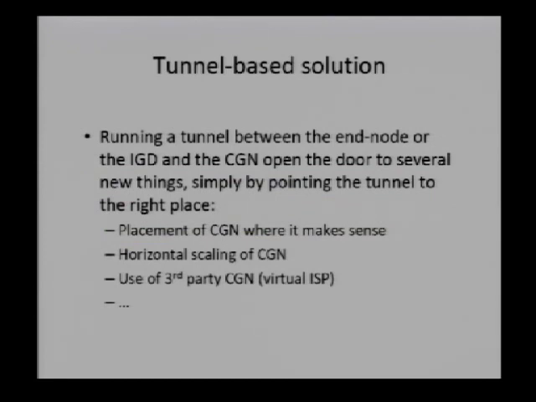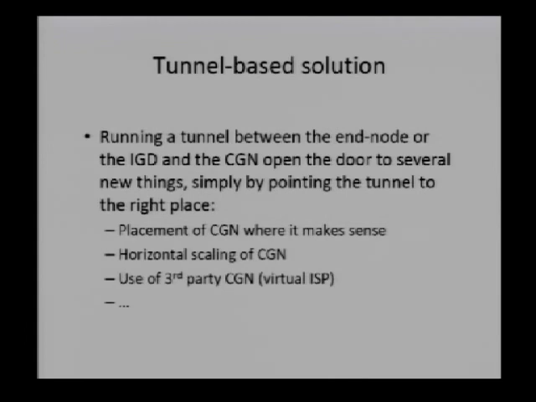The first thing is we can point the tunnel wherever we want. So this carrier-grade NAT, we can put it in our network wherever it makes sense. In some cases, it makes sense to have it very close to the edges, to the first hop router. In some places, it may make sense to pull this traffic further into the network.